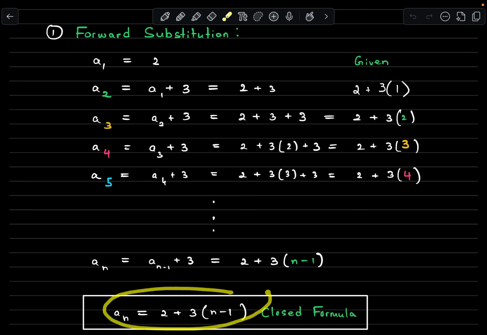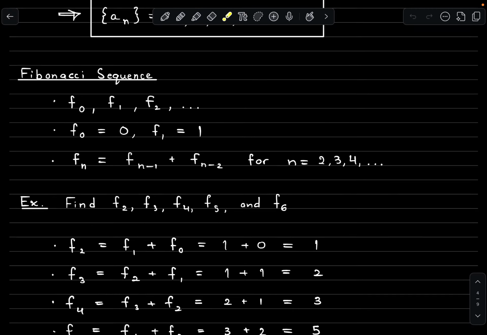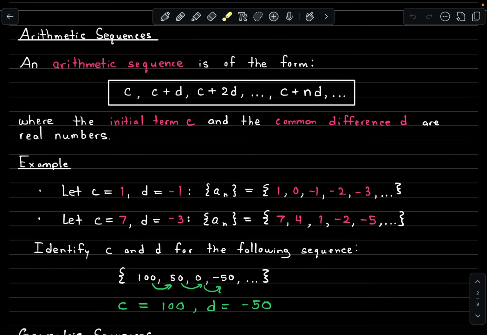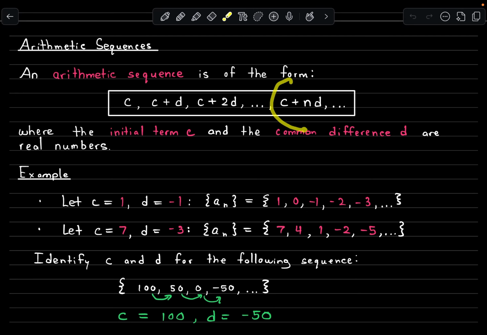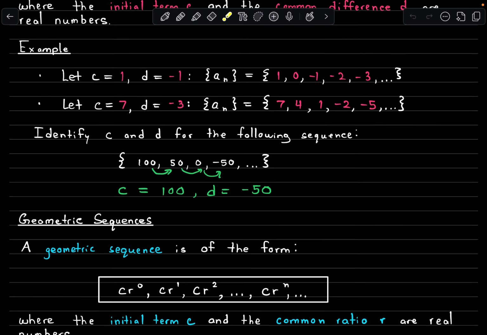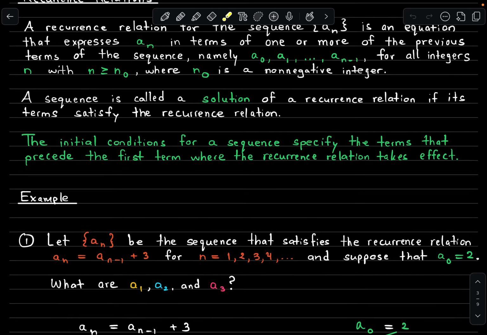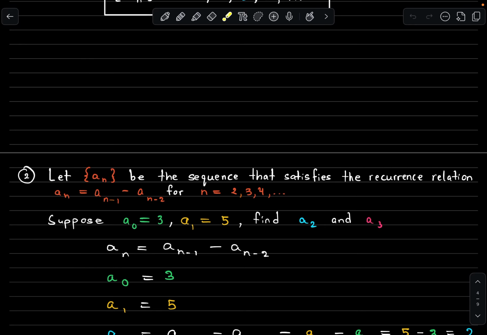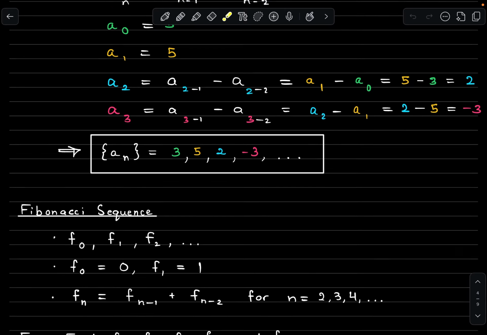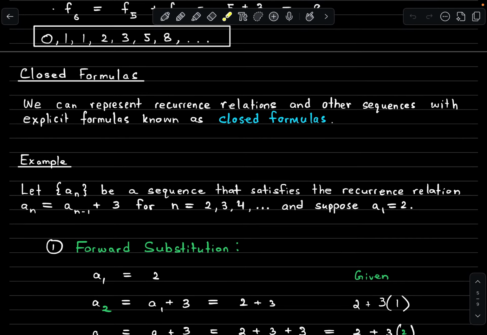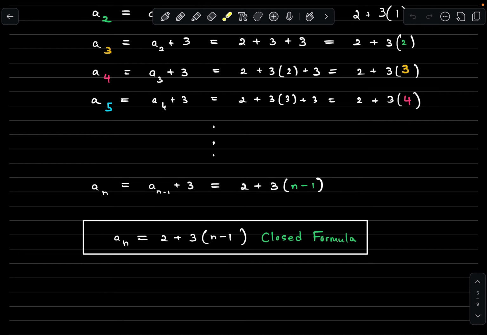Okay, so this closed formula just resembles the same formula for an arithmetic sequence because that's exactly what this is. Okay, so that resembles something very similar to what we had here, right? And geometric sequences have their own closed formula as well. But the cool part is that closed formulas aren't exclusive to arithmetic sequences or geometric sequences. Even for more complicated recurrence relations, you can find closed formulas, okay?